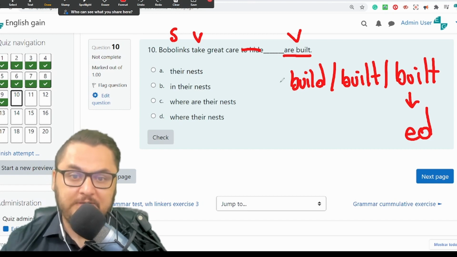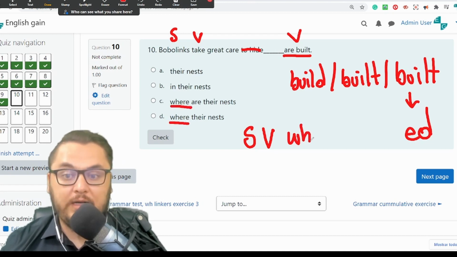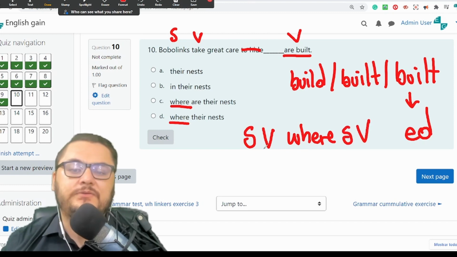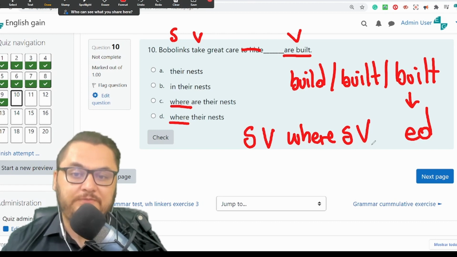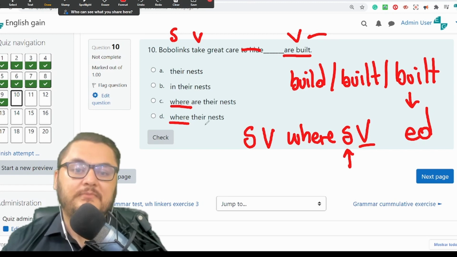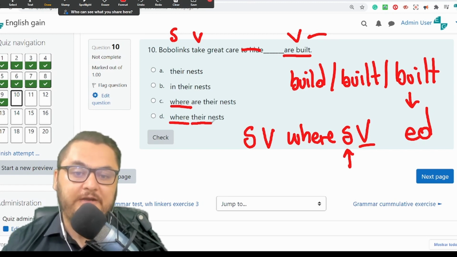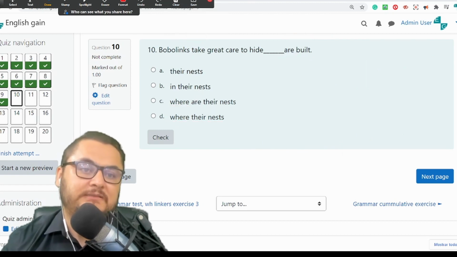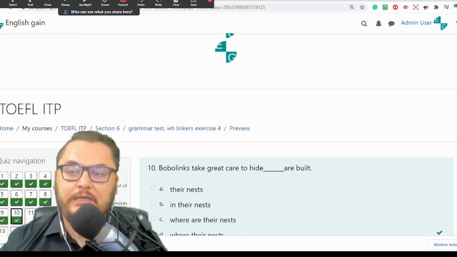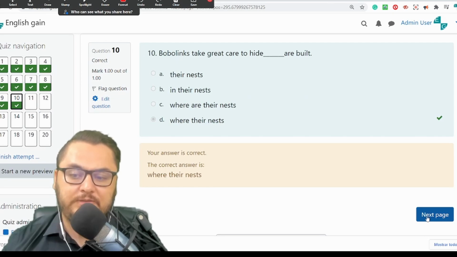So I have a verb. I might need a linker. So this is going to be subject, verb. I know the linker is going to be here, where. And if I go back and check it, this is going to be the rule I'm going to use: subject, verb, where, subject, verb. I already have the verb. I need the subject. The subject is their nest. Option C has another verb, and I don't need that option. So I'm going to choose this one and continue. I hope you're understanding.